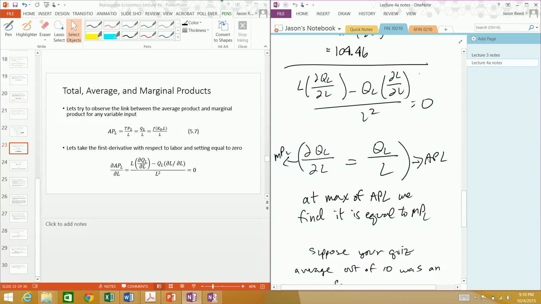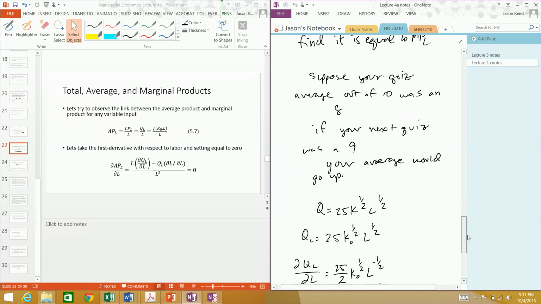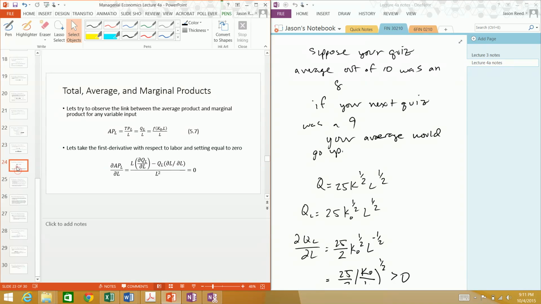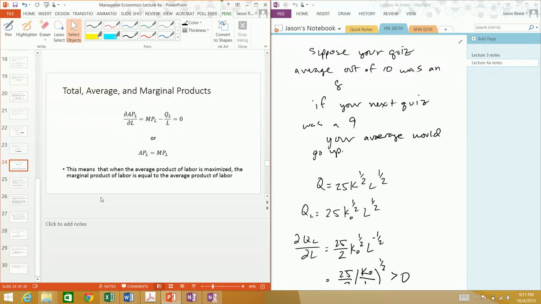We know that the partial of L with respect to the partial of L is equal to 1, and that the partial of our total product with respect to labor divided by the partial of labor is just our marginal product. So through some very basic algebra, we find that the maximum of our average product will be equal to our marginal product of labor. Why do we understand that this is true? I think it's important that we find this equality here.